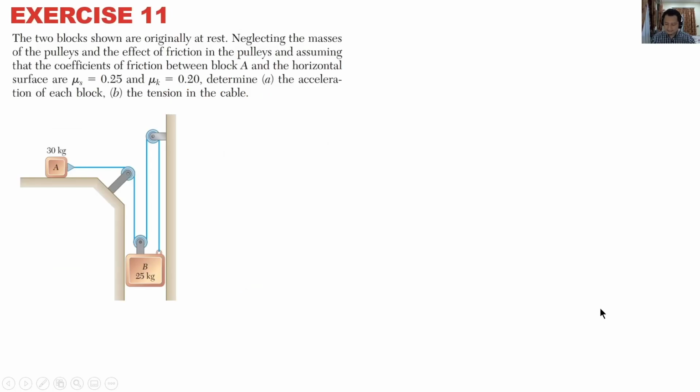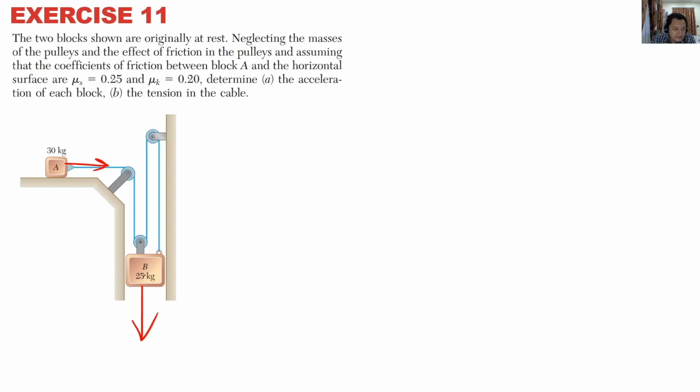Okay, next. So the next exercise that we're going to do is again 2 objects. One body, another body. 2 bodies. The difference is one is going down, the other one is going to the right.